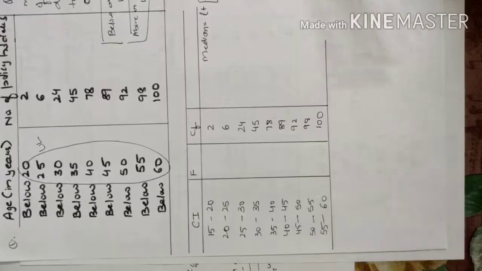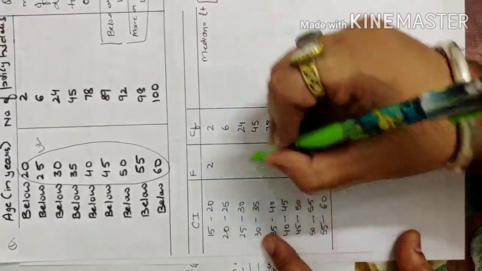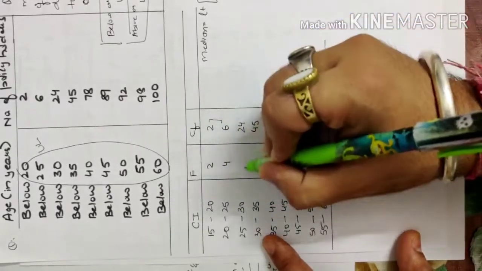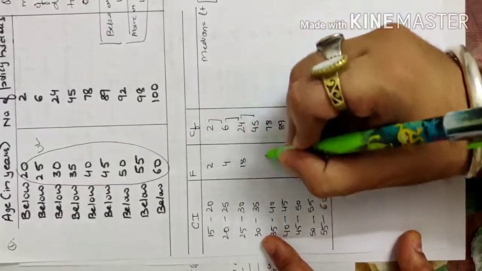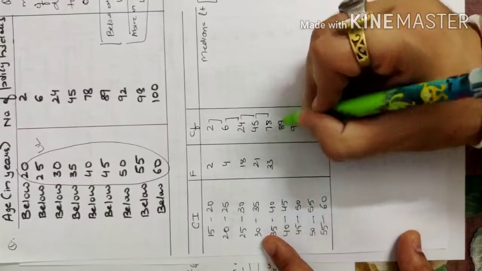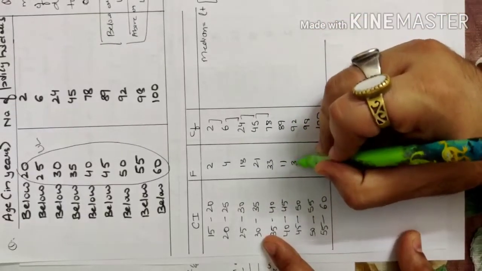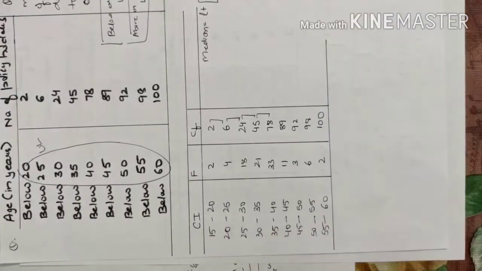And how should that be done? सबसे पहले CF and frequency will be same. Now the difference of 2 and 6 is 4. The difference of this is 18. Next, the difference between 24 and 45 is 21. This should be 33. Now the difference is 11, now the difference is 3, now the difference is 6, and next, the last, 2. So now we have calculated all the differences.